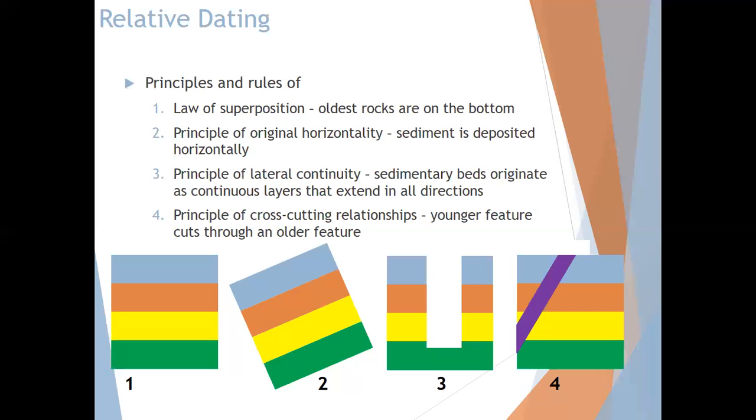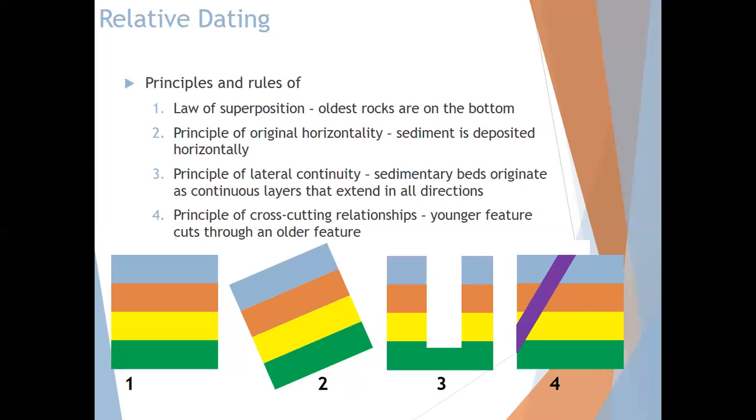Then we have the principle of cross-cutting relationships. This is the idea that the youngest feature is going to cut over and through the older features. This is usually going to happen after a rock has been formed, and then there'll be some sort of perhaps a volcanic intrusion or something like that that has a new rock layer cutting through older rock layers. In 4, that purple stripe is a younger feature cutting through the older features. So we can then say that our order would have been green laid down, then yellow, then orange, then blue, and then that purple would be the youngest in that.